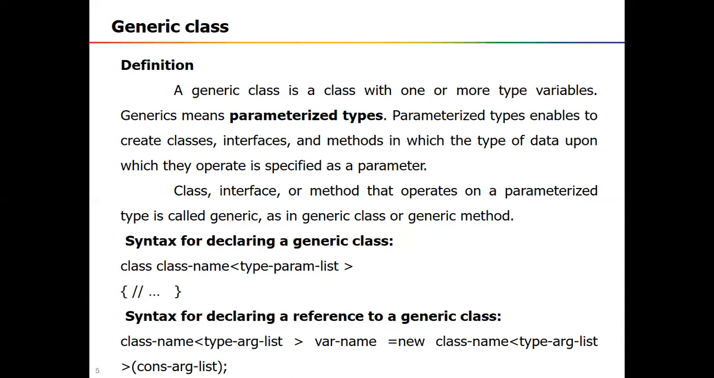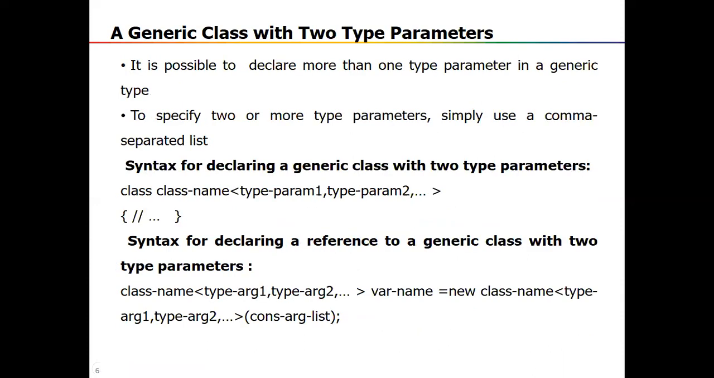This is the syntax for declaring a generic class. Class, class name, and within angle brackets we have to mention the type parameter list. And this is the syntax for declaring a reference to a generic class. Class name, then within angle brackets we have to specify the type argument list. Then variable name, which is equal to new class name within angle brackets, type argument list. Then within parentheses, we have to give the constructor argument list, semicolon. This is the syntax for declaring a reference to a generic class.